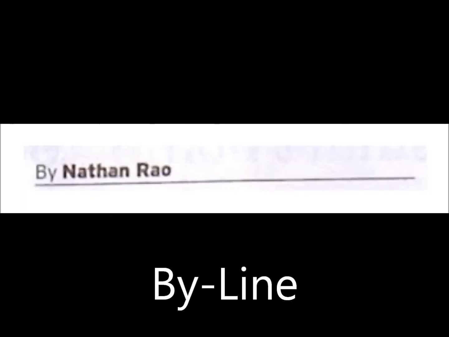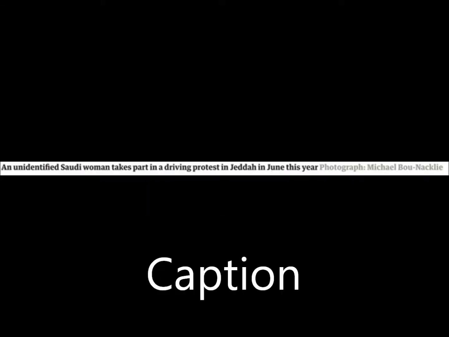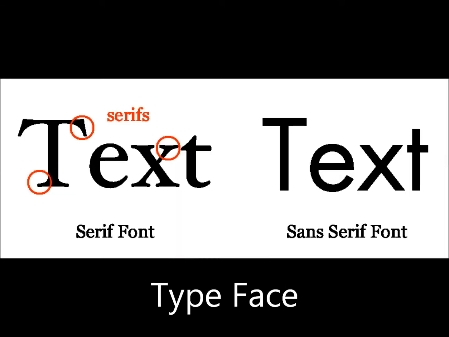Byline. The name of the reporter, sometimes shown with an email address and photo. Caption. These are shown underneath photos, explaining what is happening in the image and adding to the story. Typeface. There are two different types of typeface, sans serif, which is informal, and serif, which is formal.